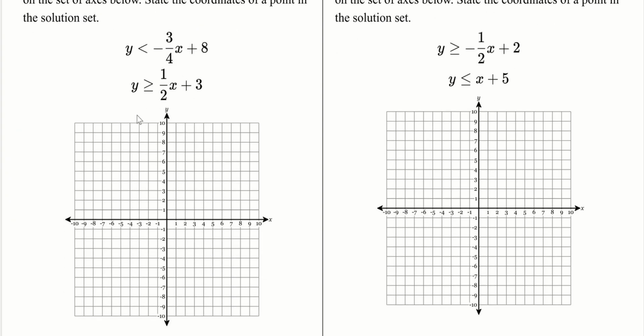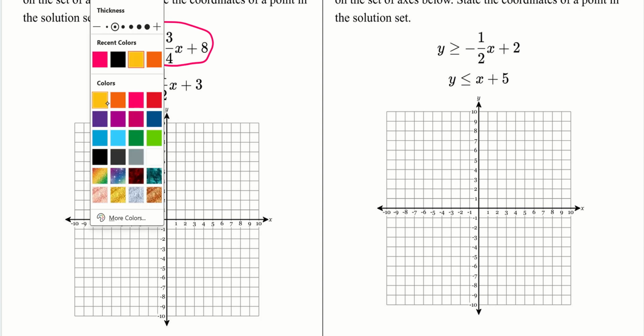Okay, this is number 16. I'll do a couple of these because this is kind of new. So we have two inequalities, so we have to solve this system of inequalities. So remember, that's where our shading overlaps. So this top one I'll do in pink, and the bottom one I'll do in blue.